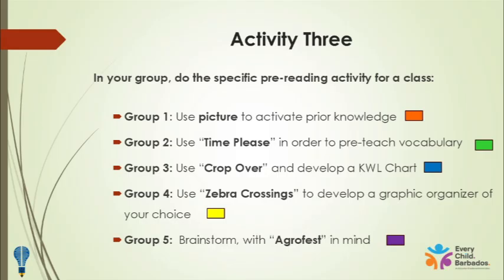Group 4, zebra crossings, which is the yellow group. And you are going to do a graphic organizer of your choice. And group 5, you are going to brainstorm with AgroFest. So you plan to teach AgroFest, you do that passage with your students down the road, do your brainstorming.